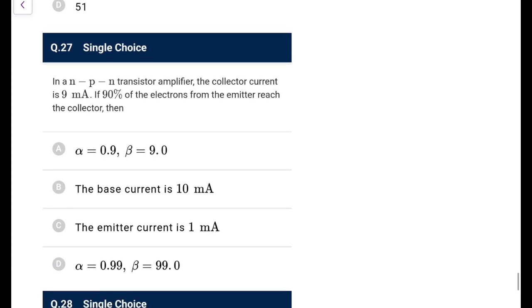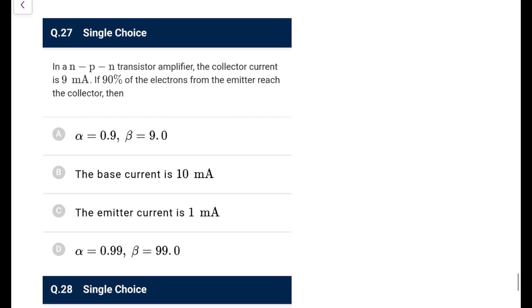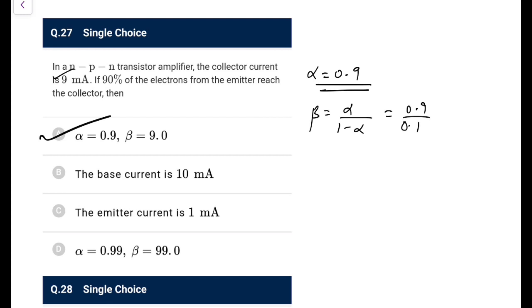Next one. In an NPN transistor amplifier, the collector current is given, IC is given. 90% of the electrons reach the collector. That means alpha is 0.9. So alpha is 0.9, then beta would be alpha upon 1 minus alpha, that is 0.9 upon 0.1, that is 9. So go for option A directly, I can say.